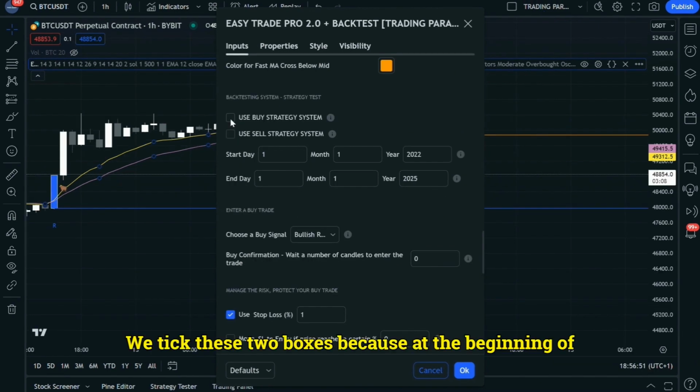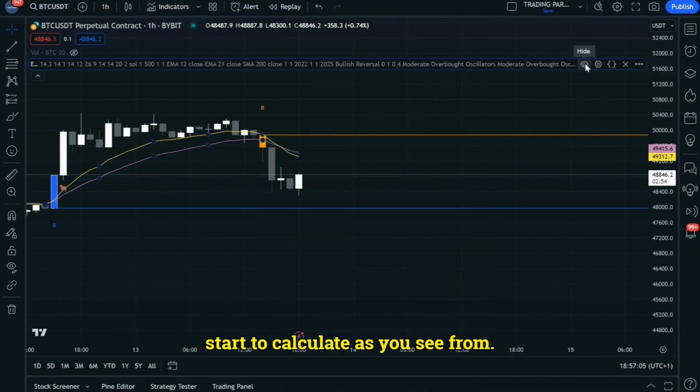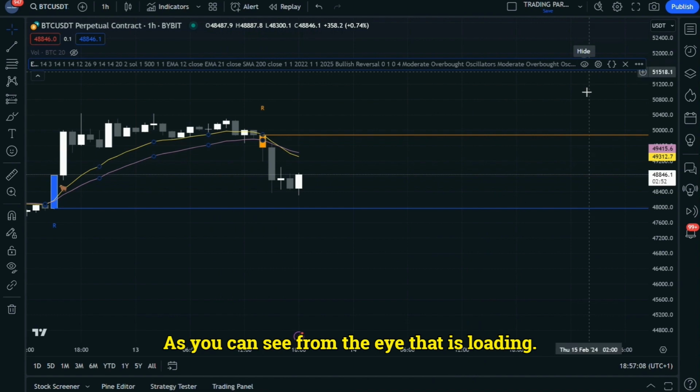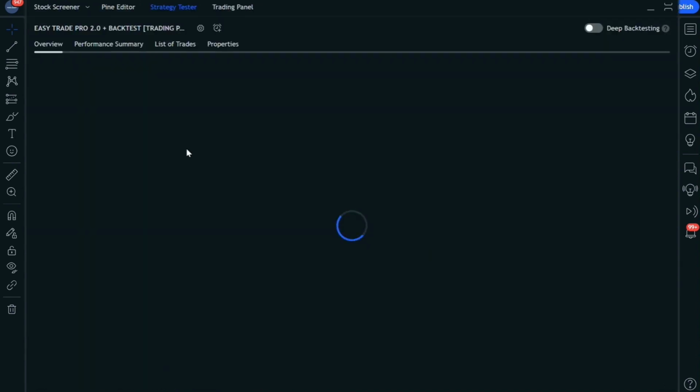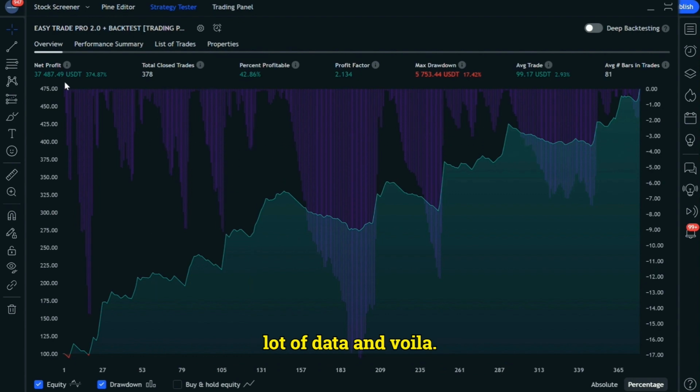We tick these 2 boxes because at the beginning of the video we said that we're gonna test both long and short, and clicking those 2 boxes, the strategy system starts to calculate, as you can see from the icon that is loading. We go on the strategy tester panel and we let the system load because it's processing a lot of data, and voila.